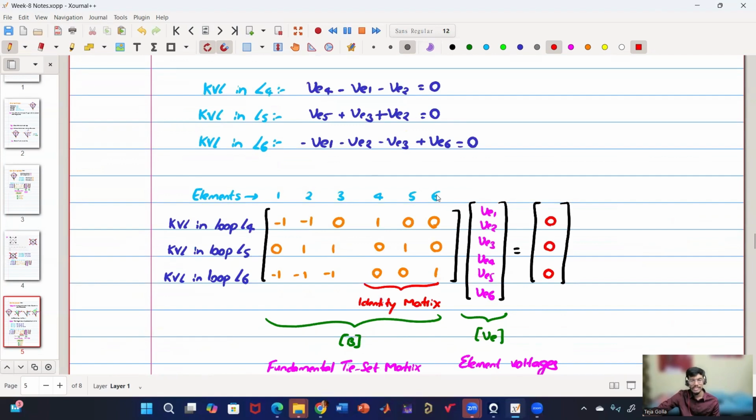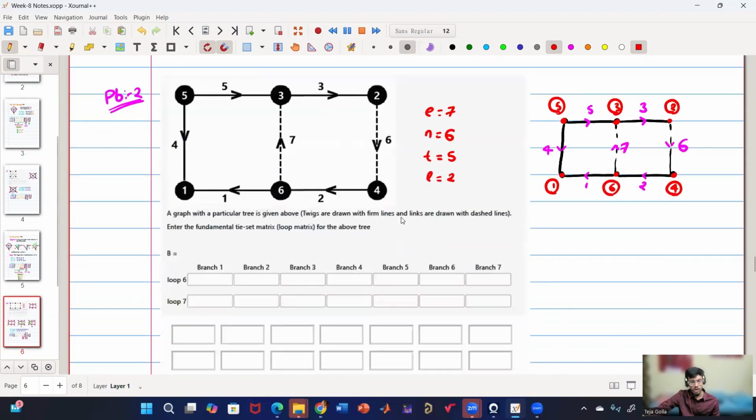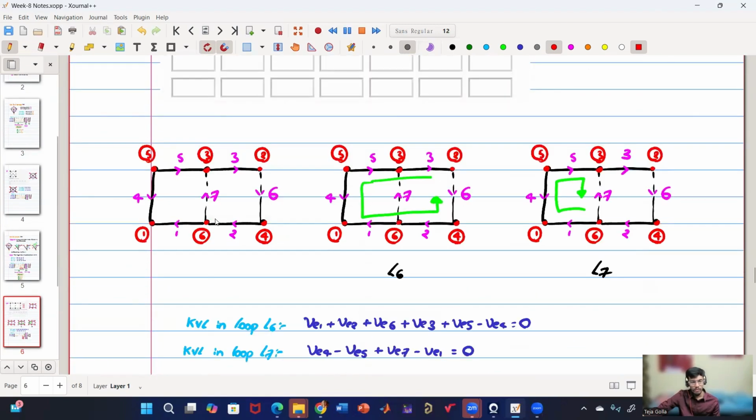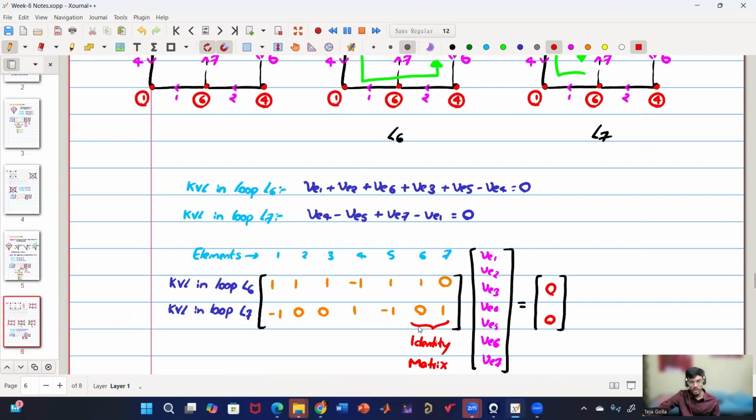Say if 1, 3, and 6 are links, then you will get 1 0 0, 0 1 0, 0 0 1. Here they are next to each other, so you are able to see it directly. Then we solved one problem on that where we have only two loops, so we got an identity matrix here, 1 0 and 0 1.